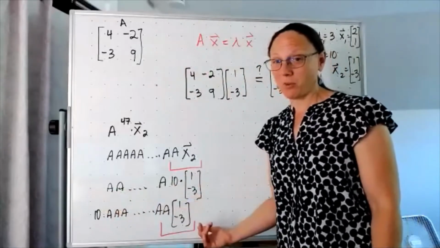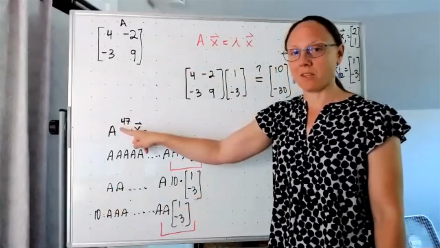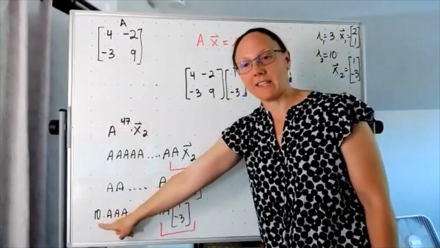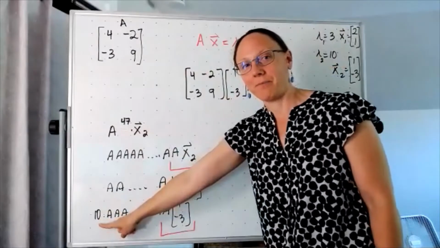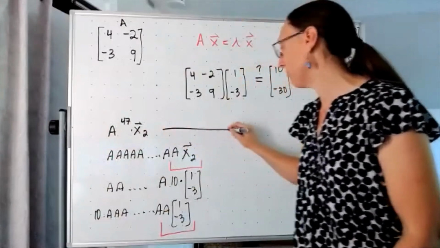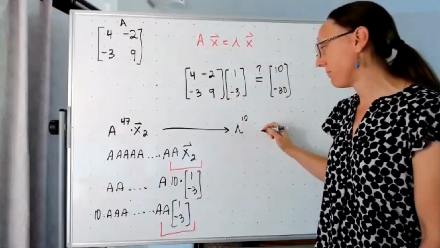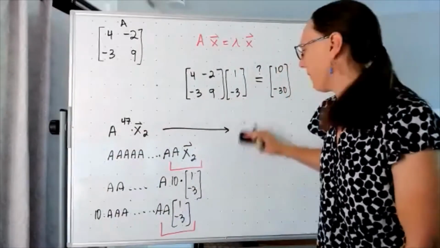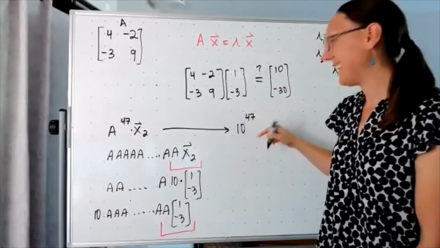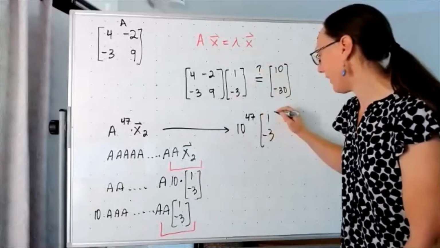Well, if I keep doing this, we're going to end up doing it exactly 47 times, which means we'll have exactly 47 tens being multiplied out in front. And this becomes conveniently just lambda to the 47th. Sorry, I don't even know what I'm writing there. I really meant 10 to the 47th power times that x2 vector, 1, -3.